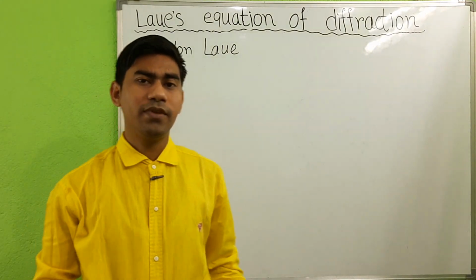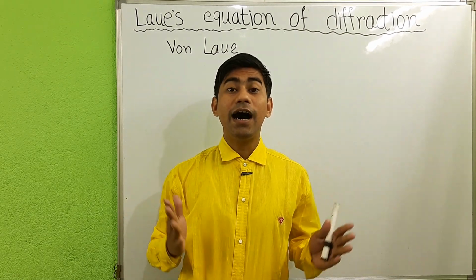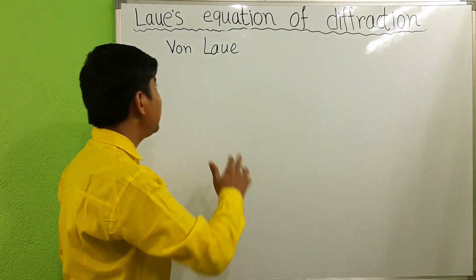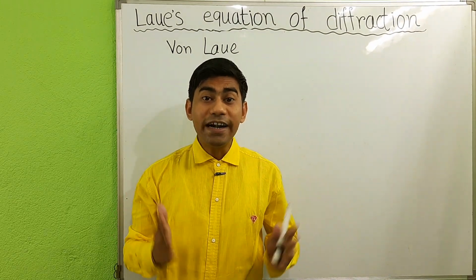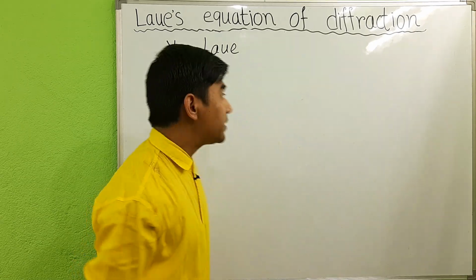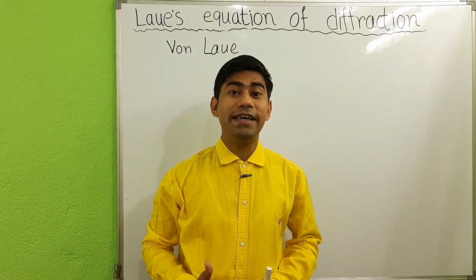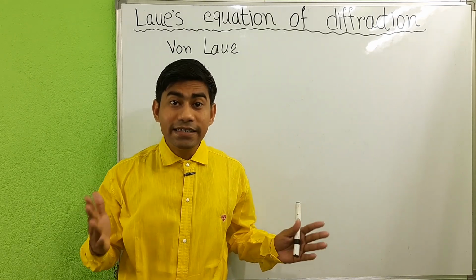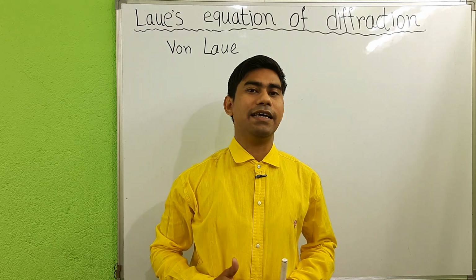In Bragg's law, we see that incident X-rays are scattered by planes of the crystal. But in Laue treatment, X-rays are taken to be scattered from individual atoms. The scientist von Laue examined the diffraction of X-ray in a more general way. He assumed that X-rays are scattered by individual atoms in a crystal.